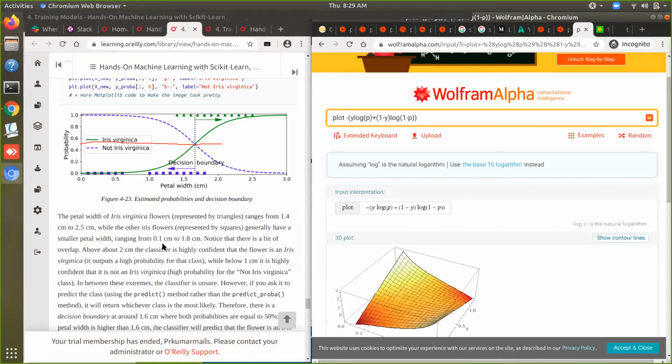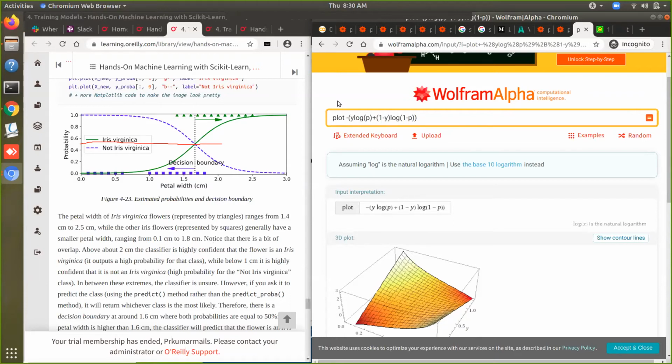No, actually, yes, it does. The decision boundary is at 1.6. So why is the decision boundary 1.6? It is actually an output of the model. If you go through the notebook, you will understand.